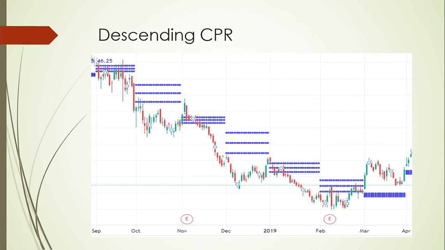Similarly, in the descending CPR, the current month CPR will be lower than the previous month CPR, as you can see. Wait for two descending CPRs. Take a position in the third CPR. Sell when the closing candle is below the CPR, and the stop loss will be above the entry candle, or it can be above the CPR.